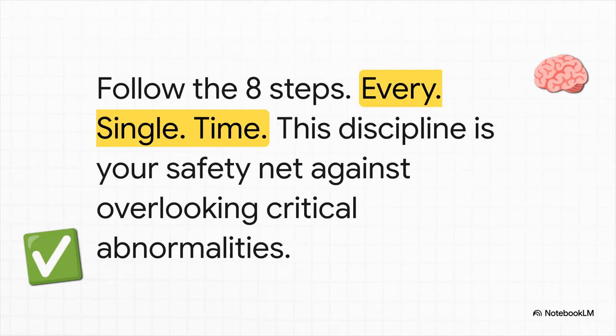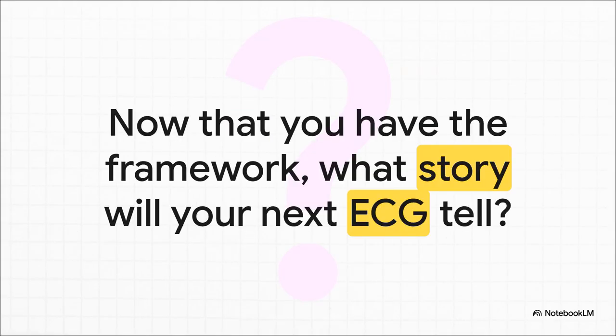So if there's just one thing you take away from all this, let it be this: follow the system every single time. I know it might feel a little slow at first, but that discipline is your safety net. It's what's going to stop you from jumping to a conclusion and missing something subtle, something that could be a critical, life-threatening abnormality. So we'll end on this thought. You now have the fundamental pieces, and more importantly, you have the systematic framework to put them all together. So the question isn't, what do these lines mean anymore? The real question is, what story is your next ECG going to tell you?